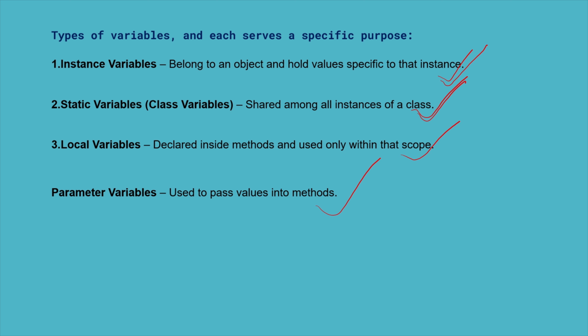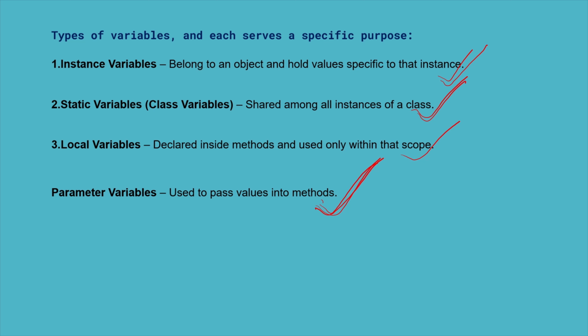And if you want to store data within a method, and the scope is within the method, that means once the method execution completes, the data will be removed from the RAM memory. That is a local variable. And if you want to pass a value to a method, then we use parameter variables.